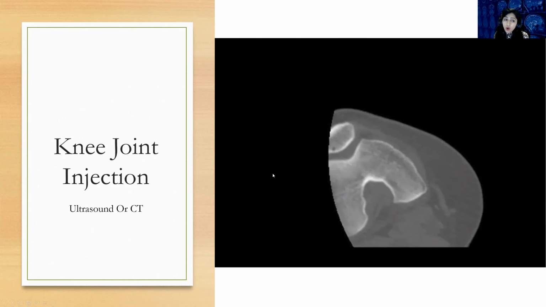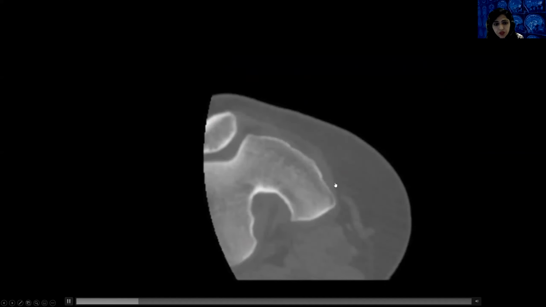But if there is not much fluid present and the knee has osteoarthritis, I think in that case CT guided knee joint injection is better, because with CT guidance we are actually entering the joint that we cannot enter with the help of ultrasound. So this is the knee joint injection.